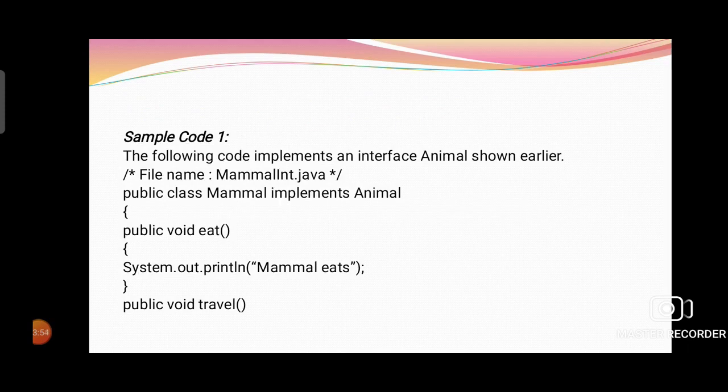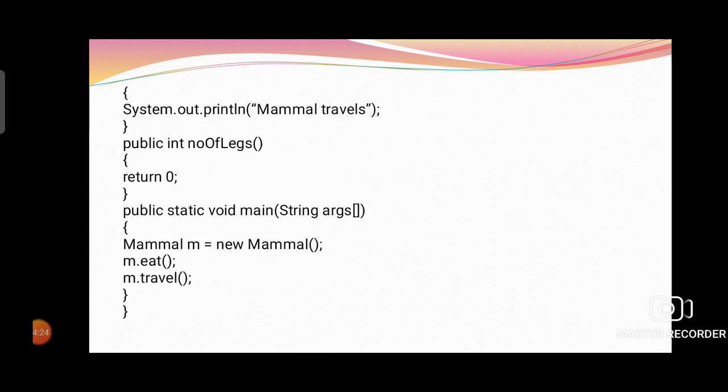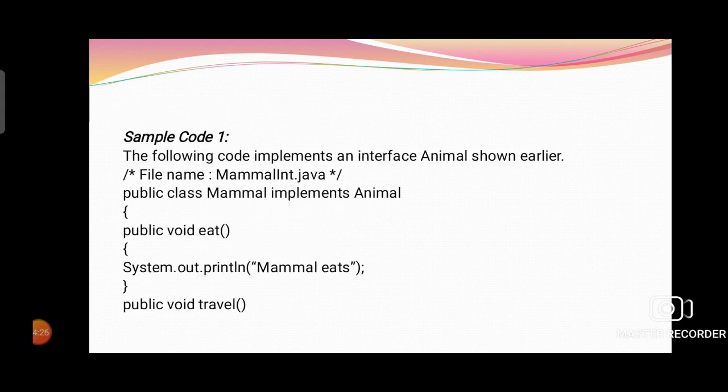Now again we are going to use a program for the interface. Already we have defined the interface animal. In this program we are going to access that particular interface animal. This program is Mammal.java, and we have the class Mammal that is implementing the interface animal. We should remember animal had two methods in it: one was eat and another one was travel.